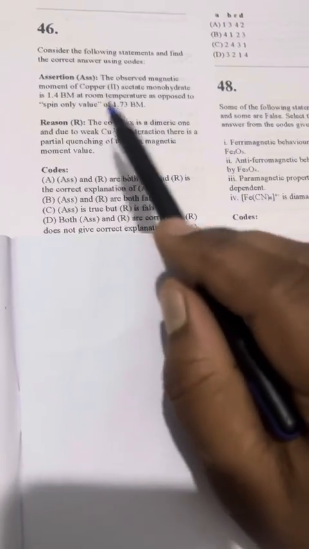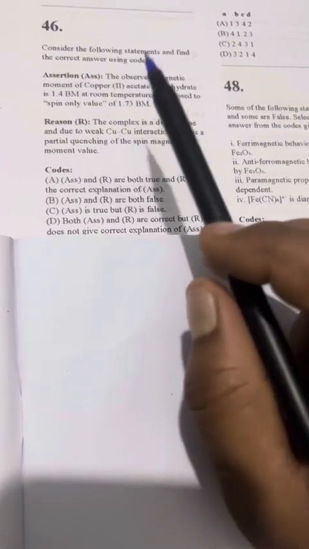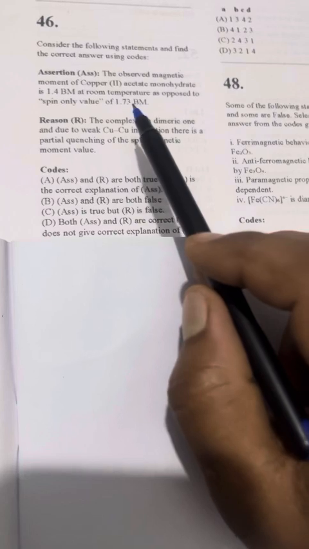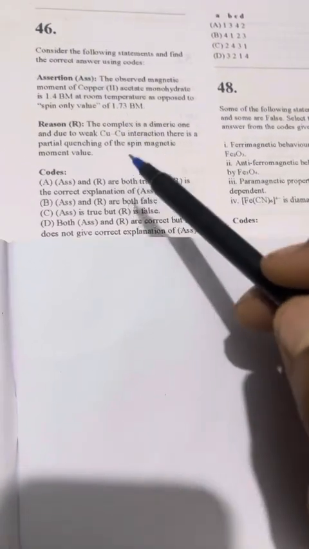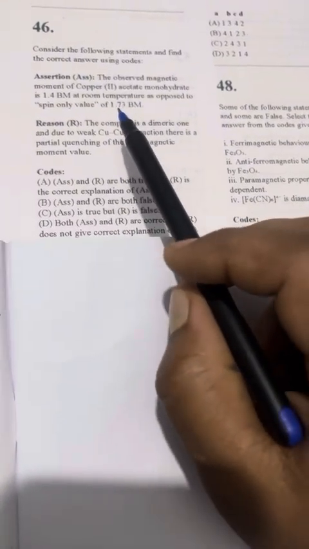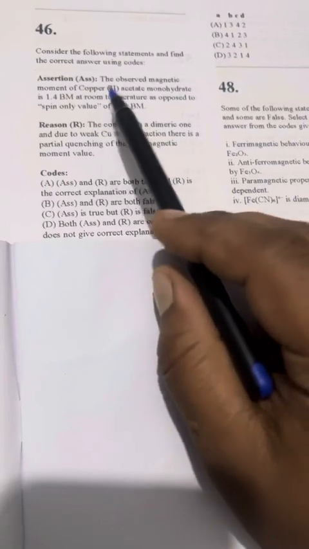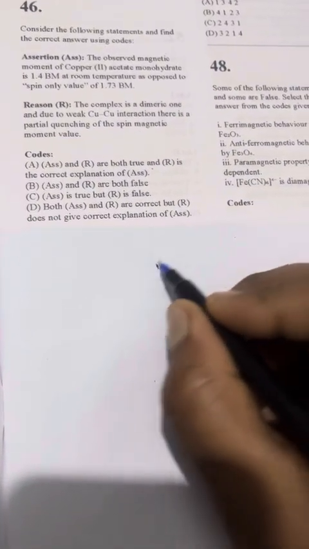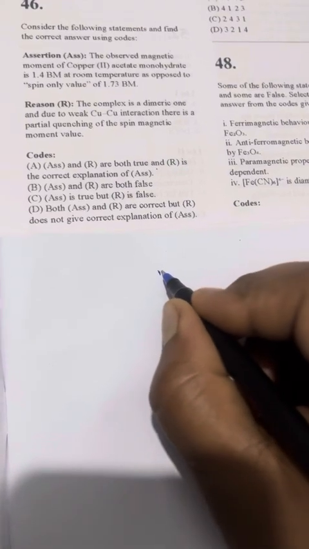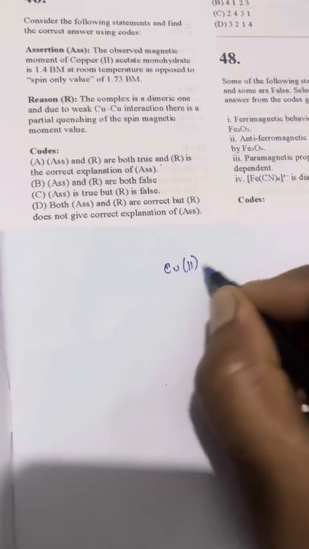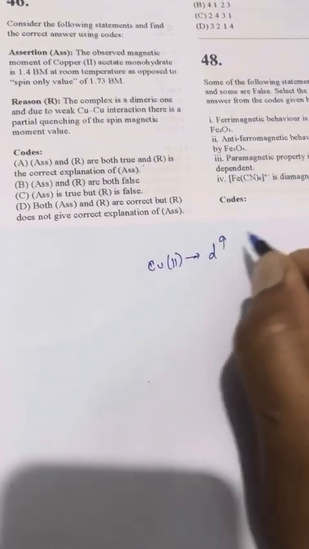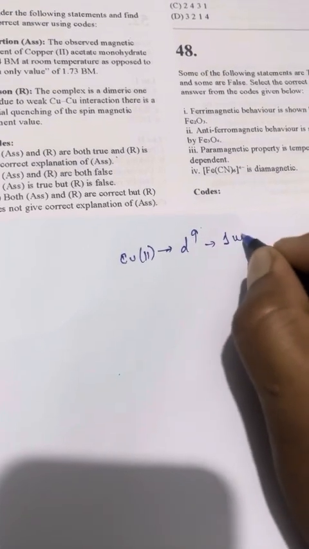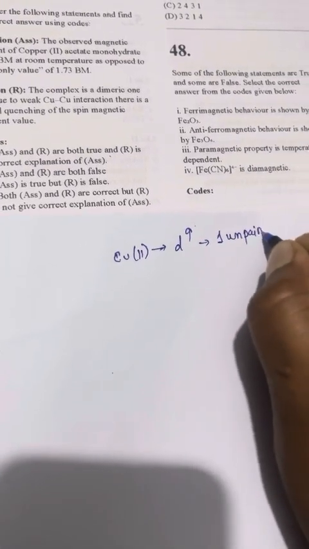Now for this kind of factual question, the one which we can calculate, we should verify that first, then go further. Suppose you see the spin-only value, we can calculate it for copper 2+. So let's check that one. If it is right, then we can go further. Copper 2+ means d9, which means 1 unpaired electron.